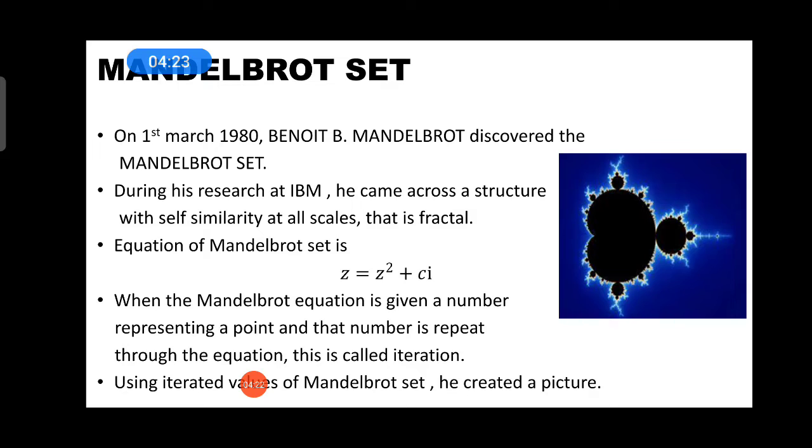The equation of the Mandelbrot set is Z equals Z squared plus C. When the Mandelbrot equation is given a number representing a point and that number is repeated through the equation, this is called iteration. Mandelbrot sets are generated by iteration. Iteration means repeating a process over and over again. Using iterated values of the Mandelbrot set, Benoit B. Mandelbrot created a picture. This black region represents the Mandelbrot set.